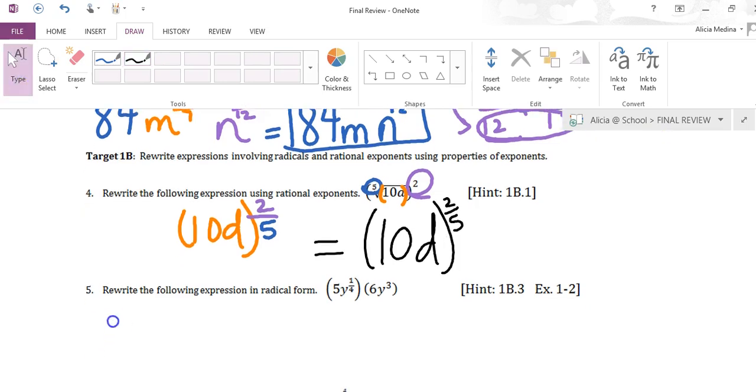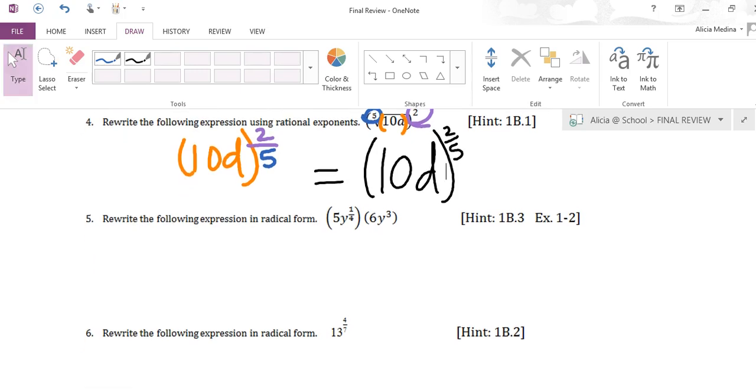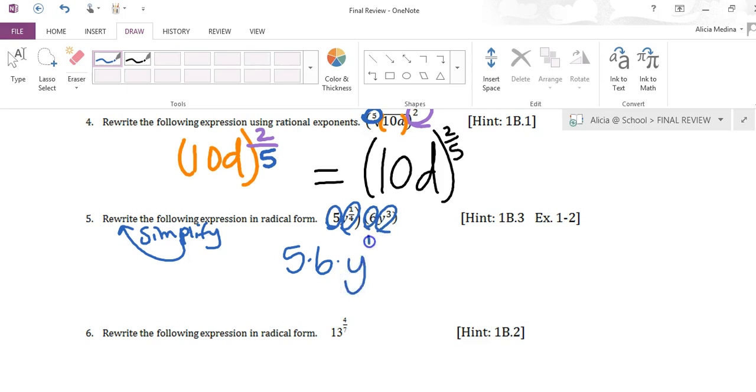All right, number 5, rewrite the following expression in radical form. So before we write in radical form, what we should say is simplify, then rewrite it. Okay, so we want to simplify first. So we're going to do the same thing as we did in example number 3, where we're going to take those coefficients out first. So 5 and 6. 5 times 6. My y's, I have that 1/4 and that 3. I'm multiplying, so I'm going to add those exponents. All right, 5 times 6 is going to give me 30.